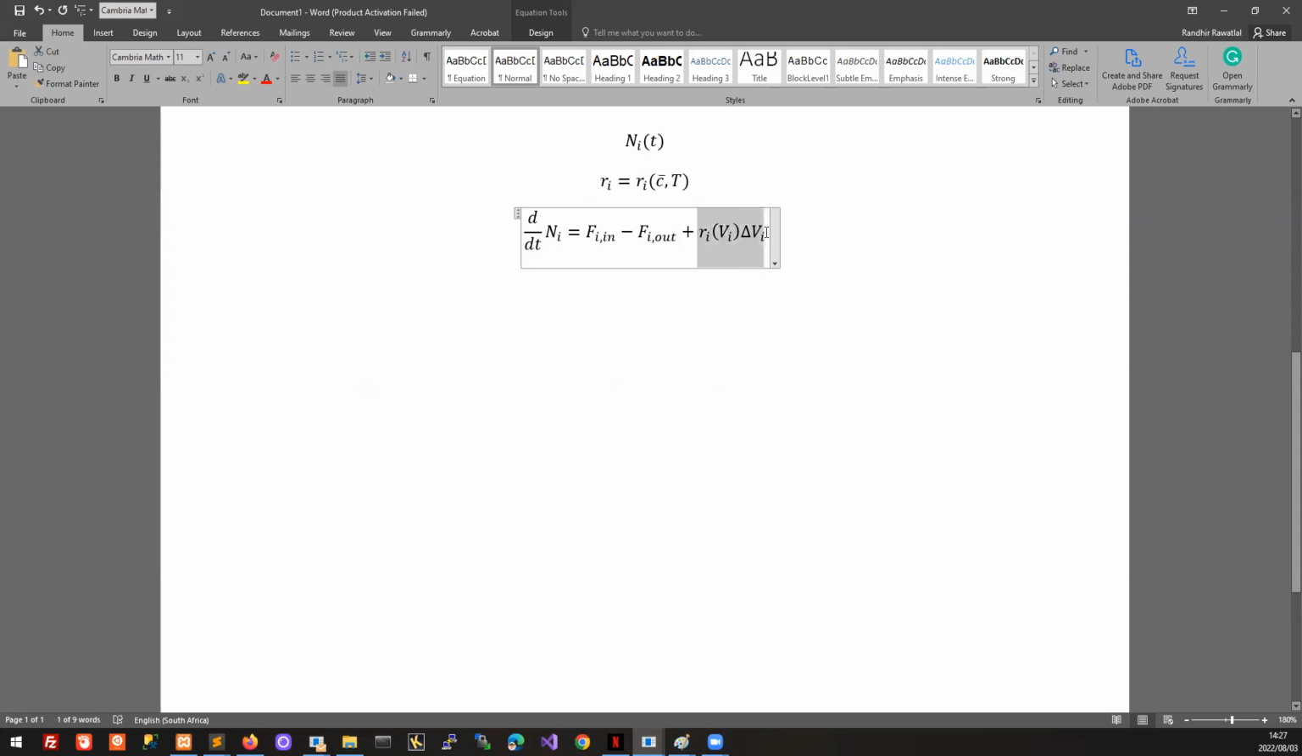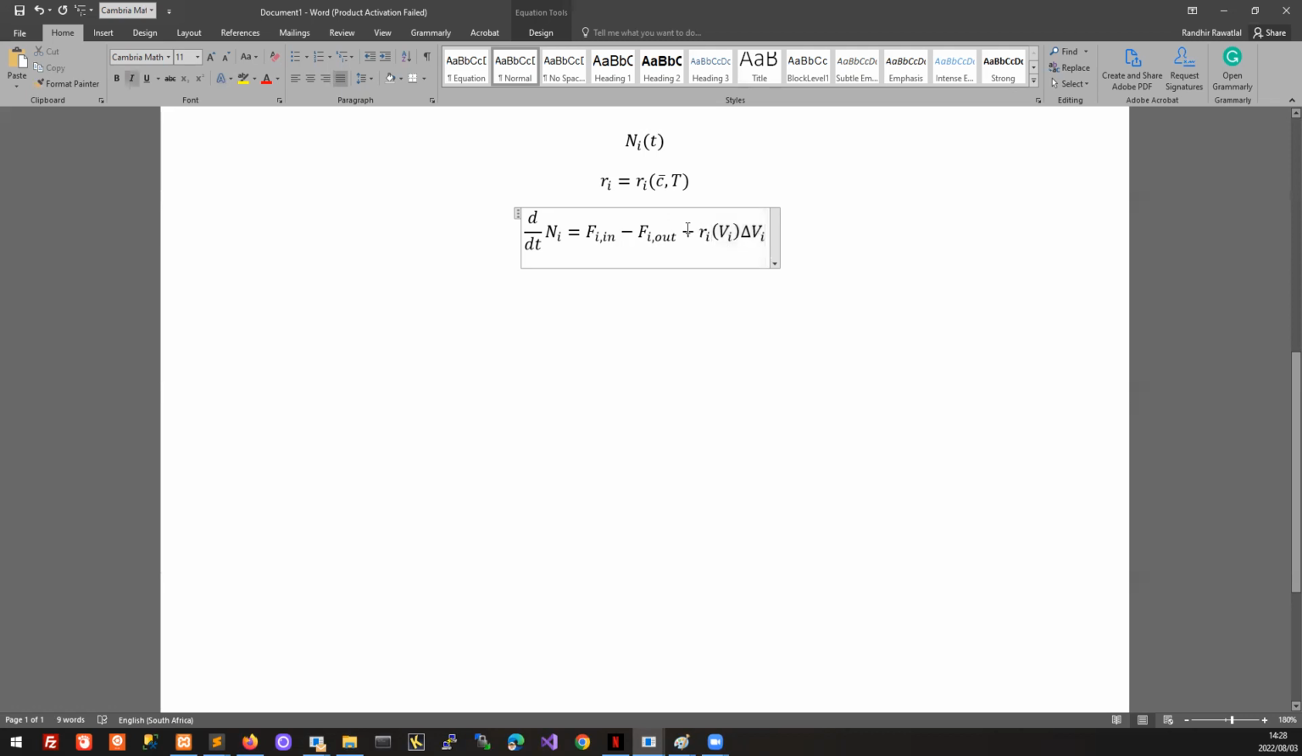And so if you look at this, the units are now right. r_i is moles per second per cubic meter, and this is cubic meters, so this is moles per second. This is molar flow rate, moles per second. This is moles per second. This is moles per time, so this is also moles per second. So the units look good here.